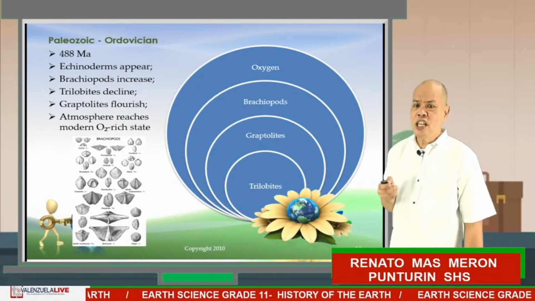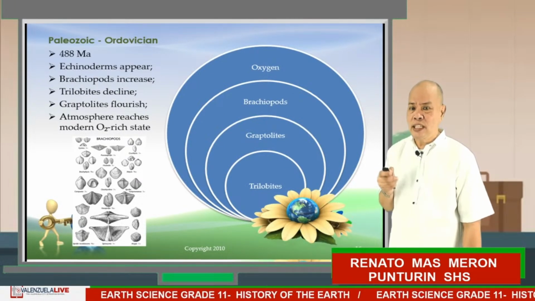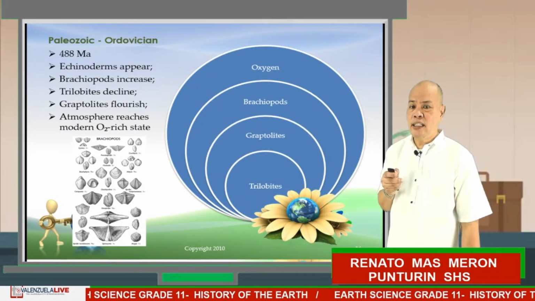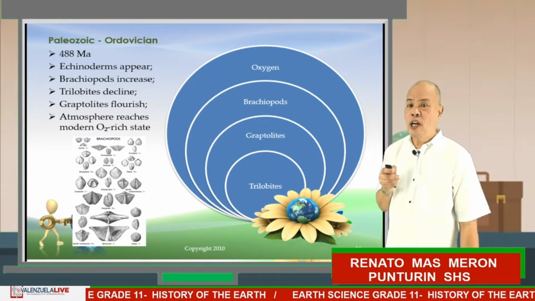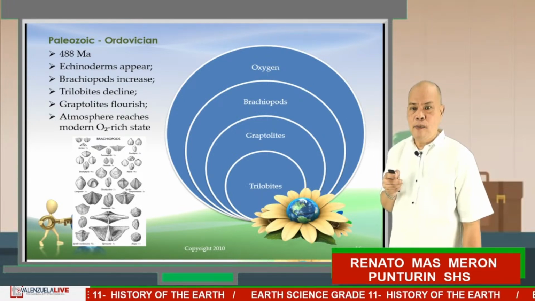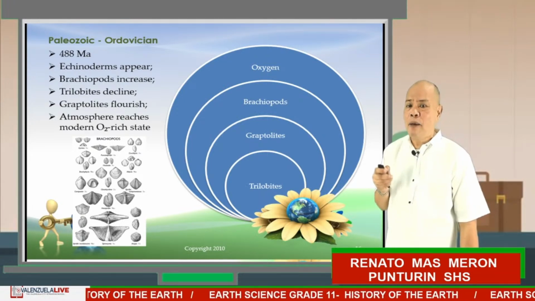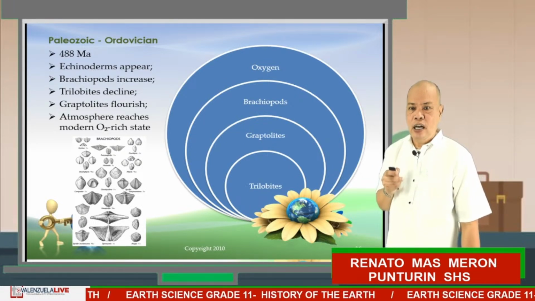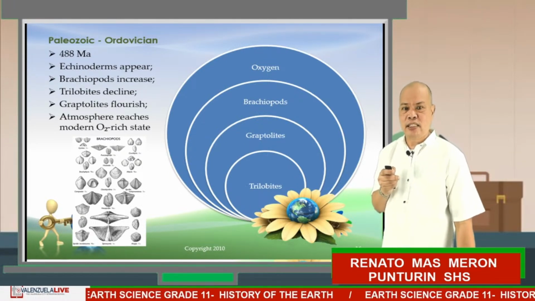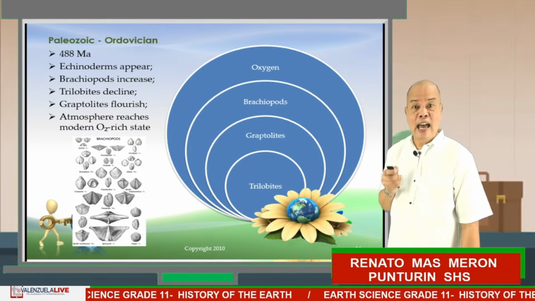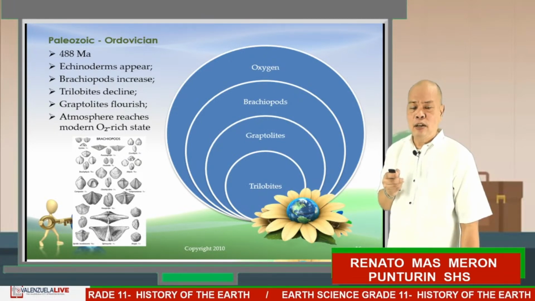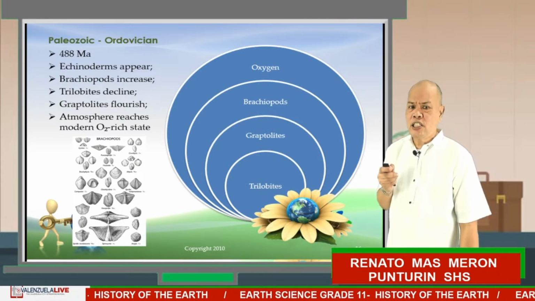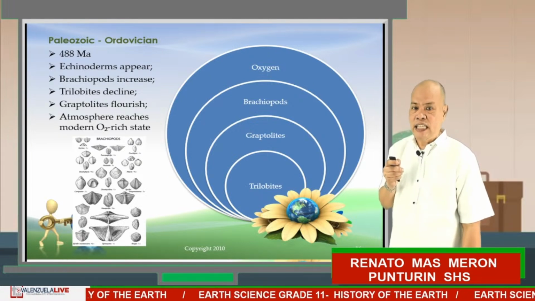In the Ordovician period during the Paleozoic era, in 488 megaannum or 488 million years ago, these were the things that happened during this time. Echinoderms appeared. Brachiopods increased. Trilobites declined. Graptolites flourished. The atmosphere reached a modern oxygen-rich state.